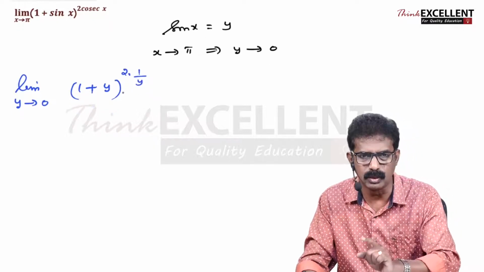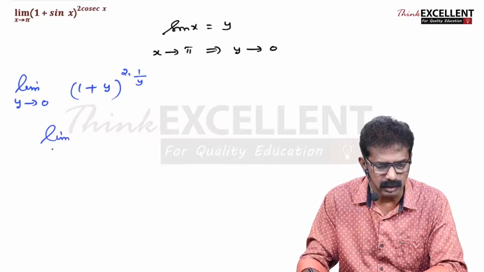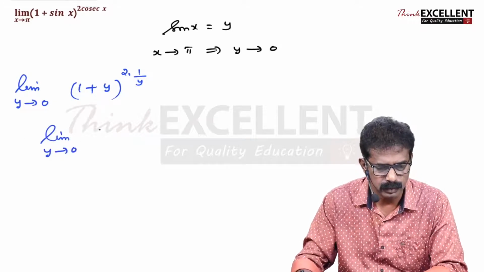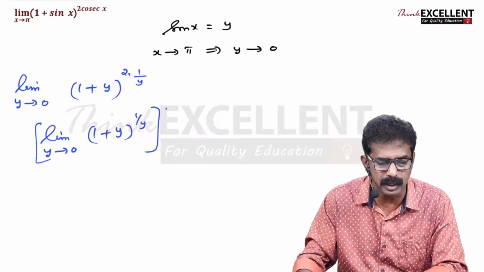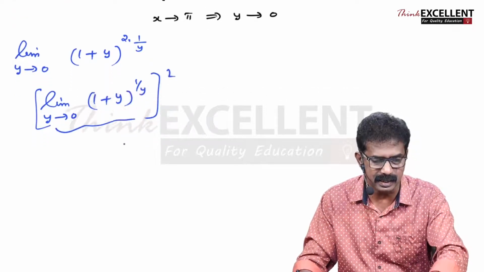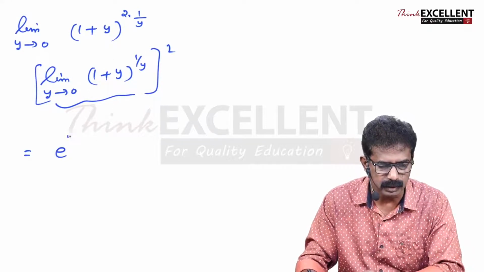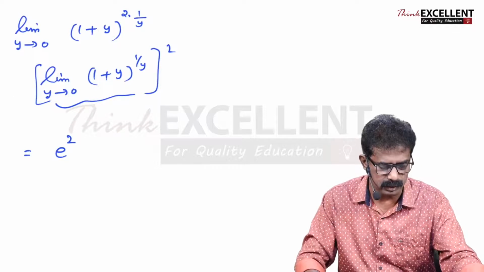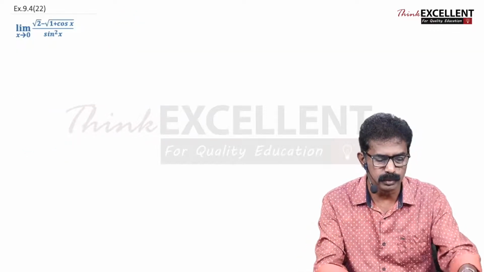So that 2 we don't want here, right? Because you know a formula. Limit y tends to 0, 1 plus y raised to 1 by y, the whole power 2 you write, because you know this part is a standard limit. It is what? E, right? So in the first video I taught, this is E, the whole power is 2, so your answer is E square. Okay, now let's move on to question number 22.